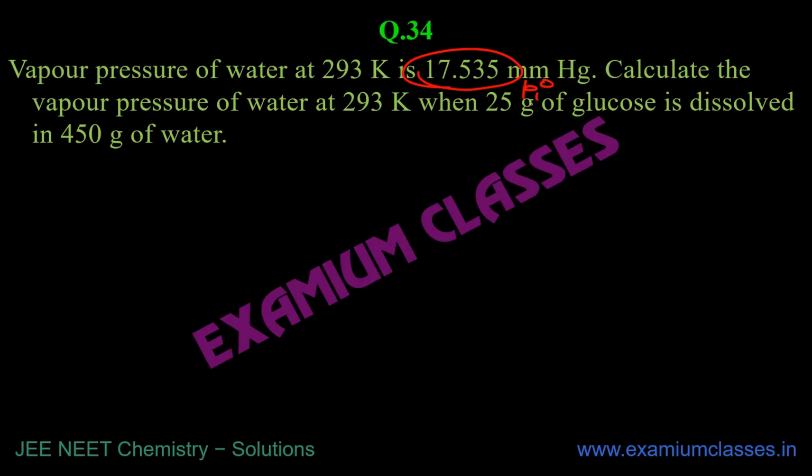Why do I normally write 1 here? Because 1 designates solvent. That's why. So P1 naught, and when it is dissolved, we have to calculate. So P1 naught is given as 17.535 mmHg. P1 we have to calculate for 25 gram of glucose.